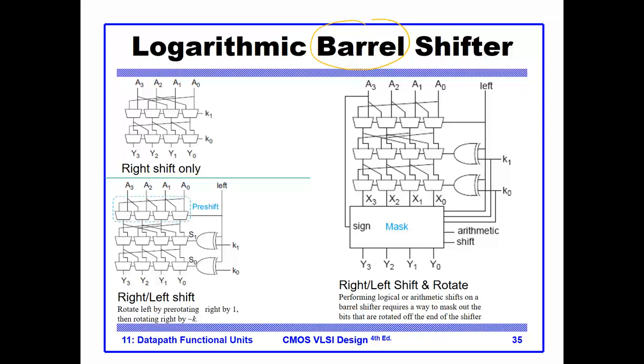This is right rotate. I don't like the word shift. He's implementing a right rotate operation. And so you can see that here he's using the logarithmic shifter and the barrel shifter. In the very first layer, you can see A0 choosing between A0 and A2, and then A1 and A3. Now watch A2: he made a trip around the shifter and picked up A0, and here A3 and A1.